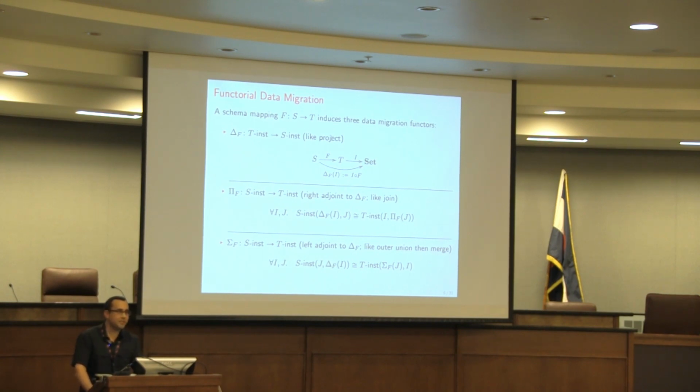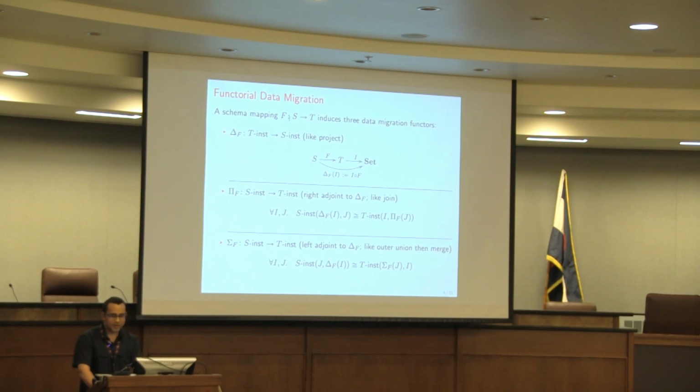So suppose we have two schemas, S and T, and they both denote categories. And we have a schema mapping between them, which is to say a functor, F taking S to T. Then from that functor F, we get three ways to move data from one schema to another. And we call these delta, pi, and sigma. And you've probably come across pi and sigma when you do functional programming as quantifiers. But anyway, the way this works is that one of the ways to migrate data is very simple. It's delta. It's this one here.